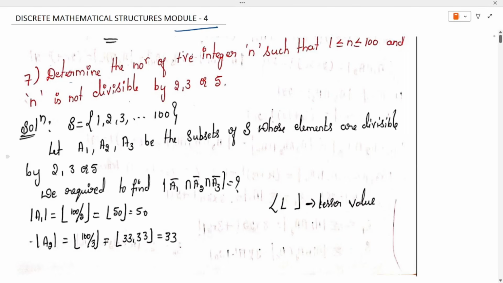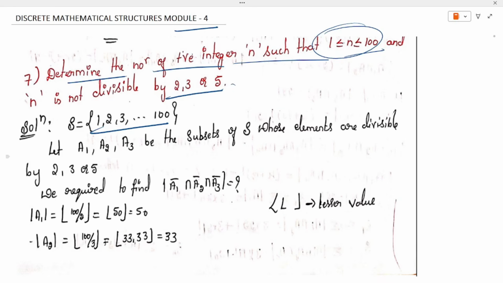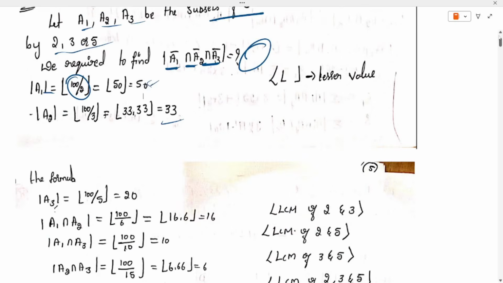Now let's see. Determine the number of positive integers n, less than or equal to 100 and greater than or equal to 1, divisible by these numbers. You take the sets of numbers, consider them as A1, A2, A3, and so on, with the numbers 2, 3, 5. You have to remember the formula for A1 intersection A2 intersection A3. Since the numbers given are 2, 3 and 5, divide 100 by all of them, and you'll get some values.